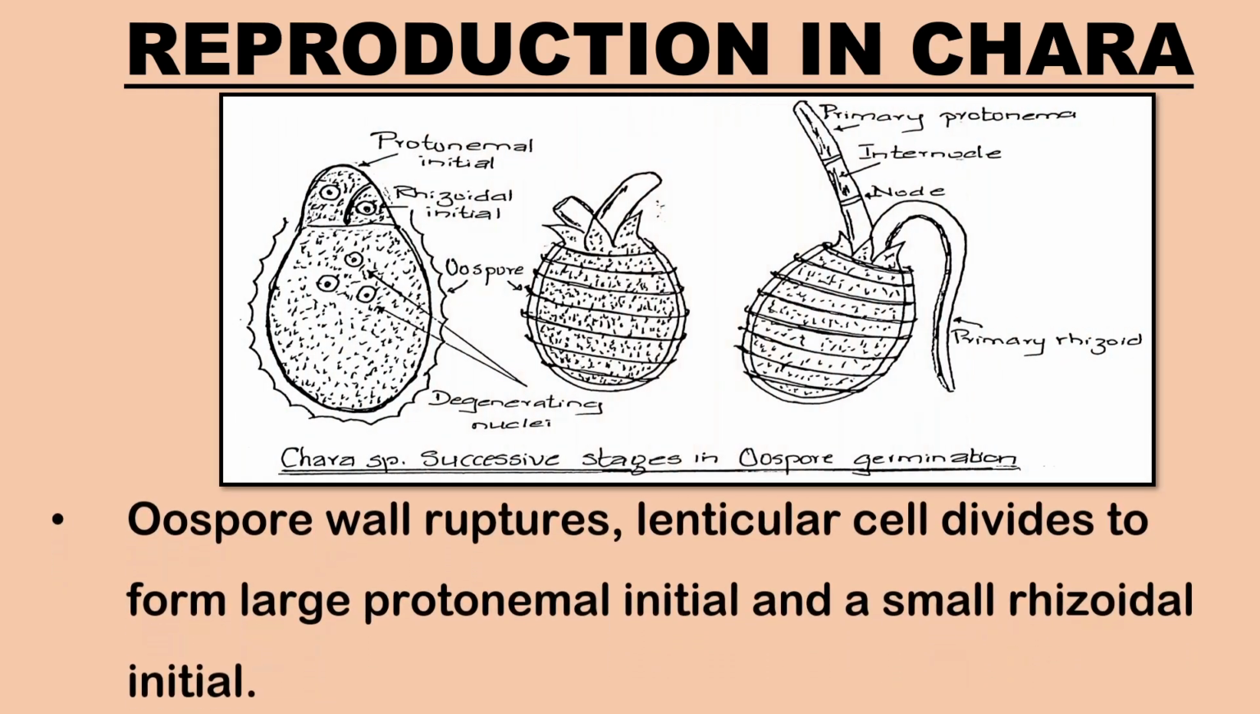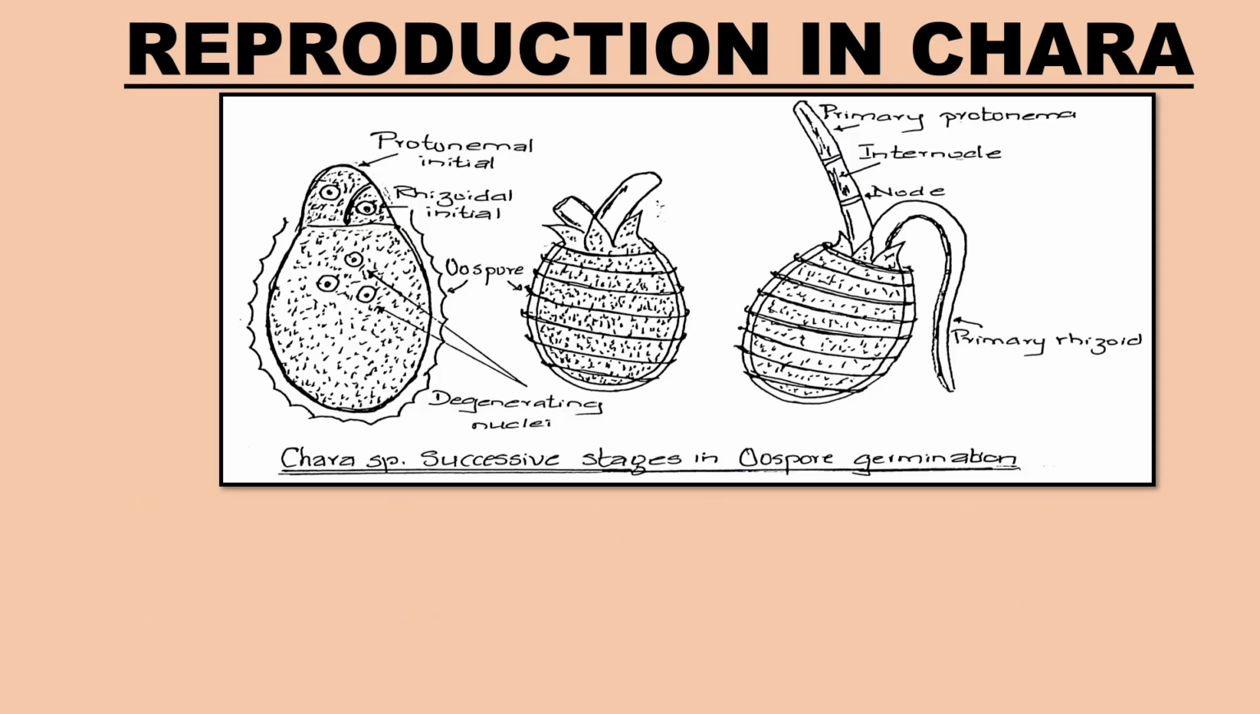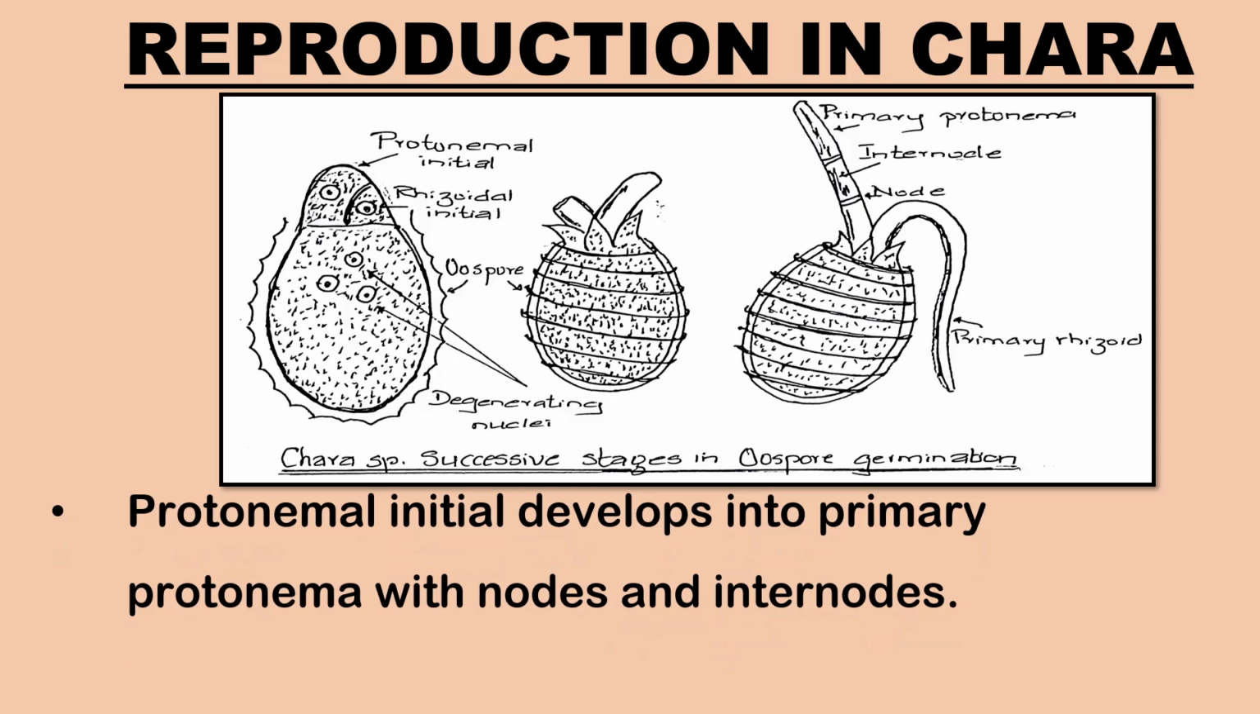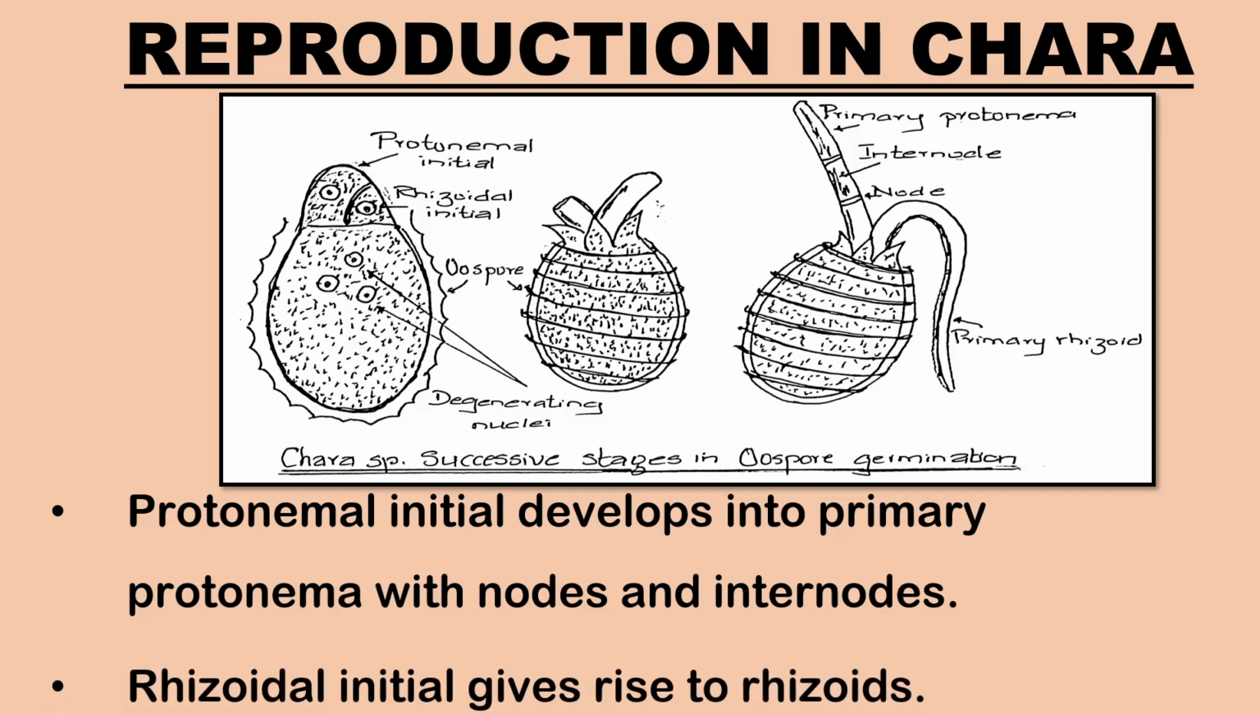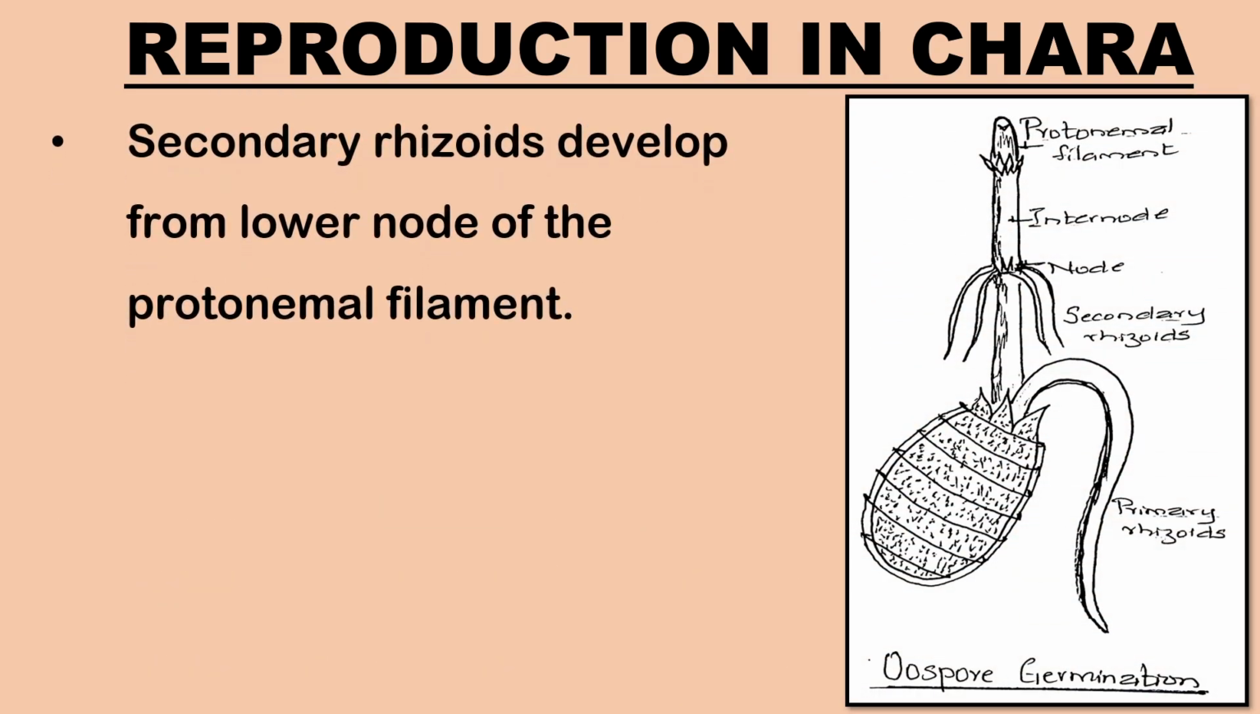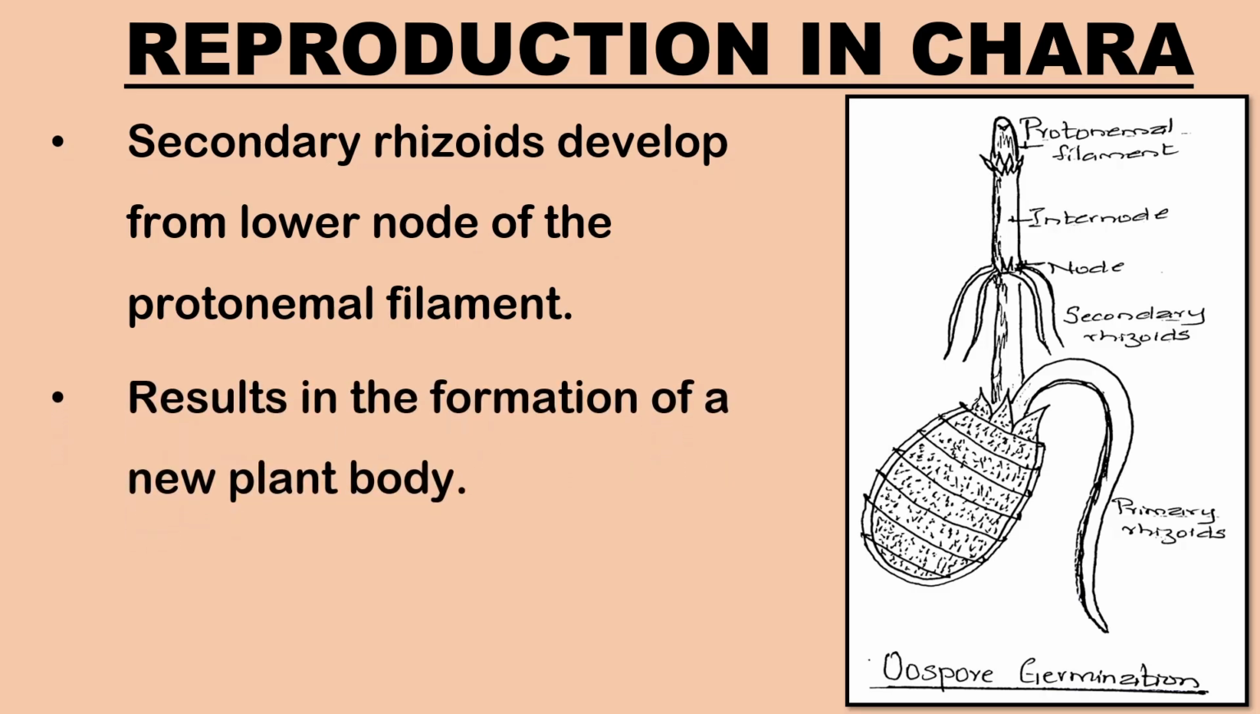The oospore wall ruptures and the lenticular cell comes out and divides mitotically by a vertical wall to form a large protonemal initial and a small rhizoidal initial. The protonemal initial develops into a primary protonema which differentiates into nodes and internodes. The rhizoidal initial gives rise to the rhizoids. Secondary rhizoids develop from the lower node of the protonemal filament. These structures form the new plant body.